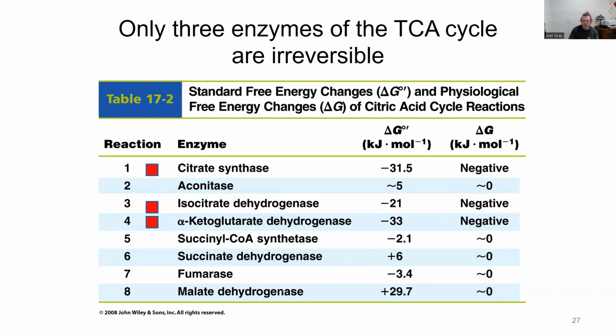Now, if you look at our delta G naught prime, or our free energy of those reactions, we have negative 31.5, negative 21, negative 32 or 33. Those steps are so favorable in the forward direction that those delta G naught primes are considerably higher than the others. If you compare that to something like succinyl-CoA synthetase or fumarase, those are both favorable reactions, but not nearly as favorable as those other steps that we looked at.